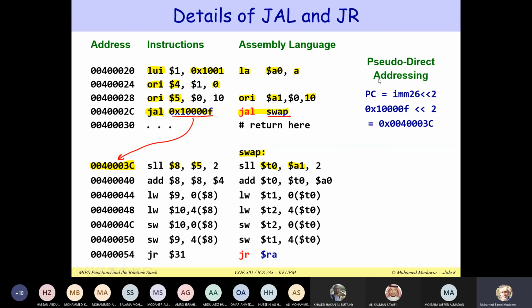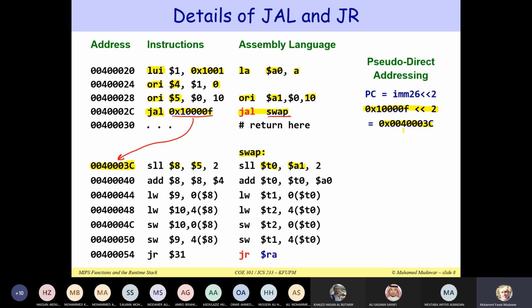So if you take this 26-bit immediate, which is inside the jump and link instruction, this number here, and you shift it to the left by 2 bits, as shown here, you get the address. So by inserting 0, 0, you get this address, which is the address of the shift left logical instruction. This will be the address of the first instruction inside the swap function. So this is what the CPU will do.